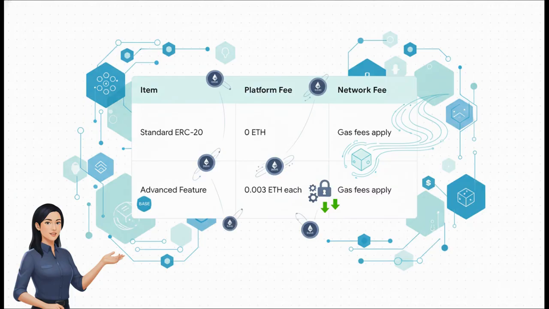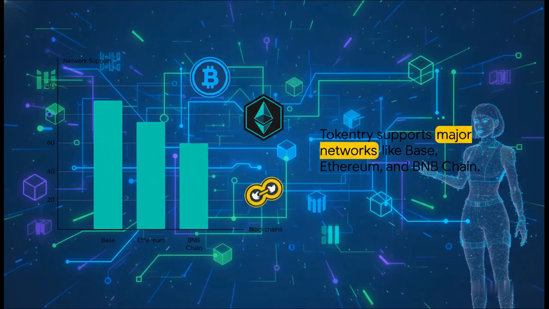If you want to bolt on one of those advanced features, like minting, there's just a small, flat fee for each one. Now, the one thing you always have to remember is the network gas fee. That's separate, and it goes directly to the blockchain itself to process your transaction. The platform doesn't see a penny of it. And hey, while we've been focusing on the Base network today, mostly because it's so new and cheap, it's worth pointing out that this tool also supports other huge blockchains, like Ethereum and BNB Chain, so you've got plenty of options.